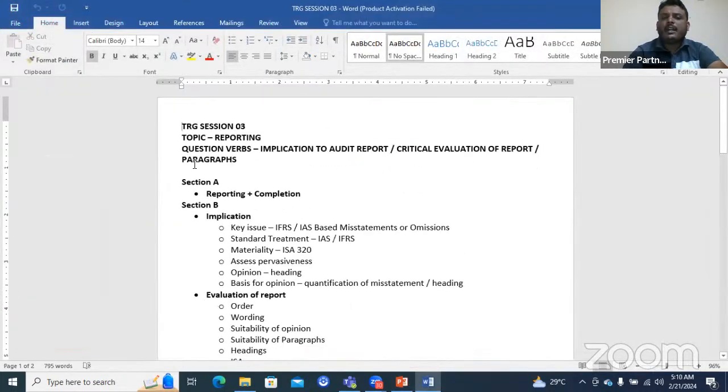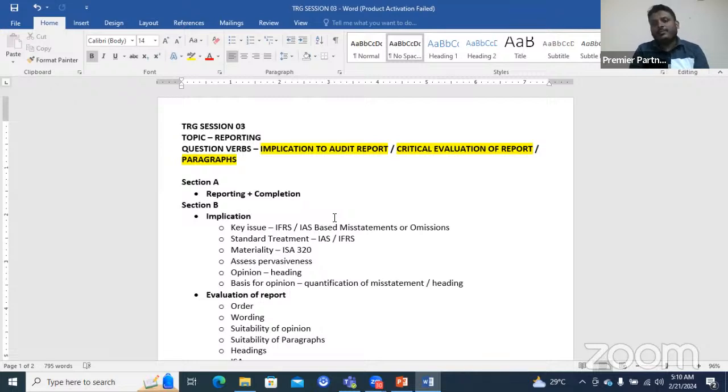So let's start with the verbs. The question verbs are, first, implication to audit report, which is highly examinable. Another verb is critical evaluation of audit report, another important verb. Third, especially paragraphs. There are a few paragraphs that are repeatedly tested.